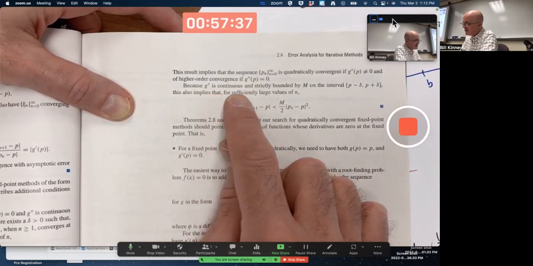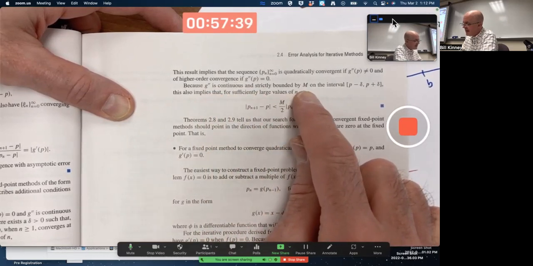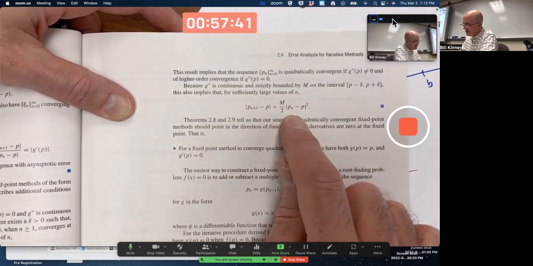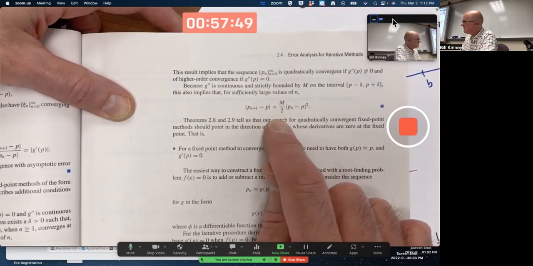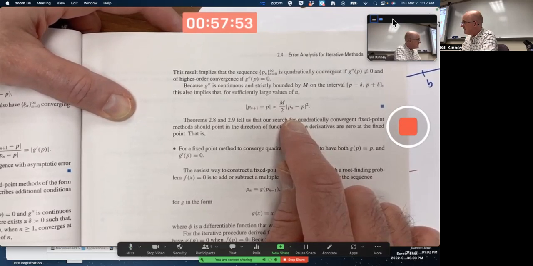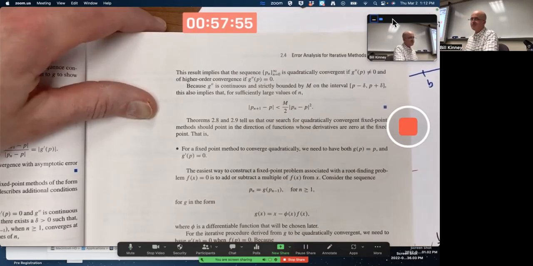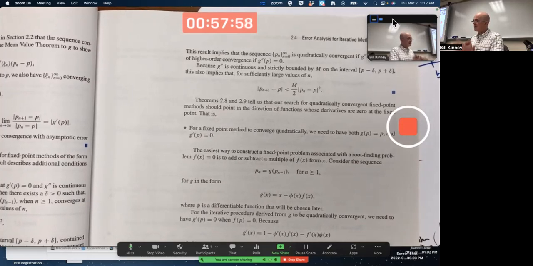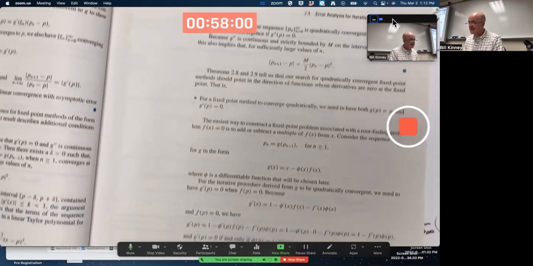G double prime is continuous and its absolute value is bounded by m. So I can get to this inequality, effectively replacing the absolute value of G double prime of P with m. We're not using this at the moment, not today at least, but maybe we can next Tuesday a little bit. Down to 18 minutes. What's worth doing here for the rest of class? Let's keep going.